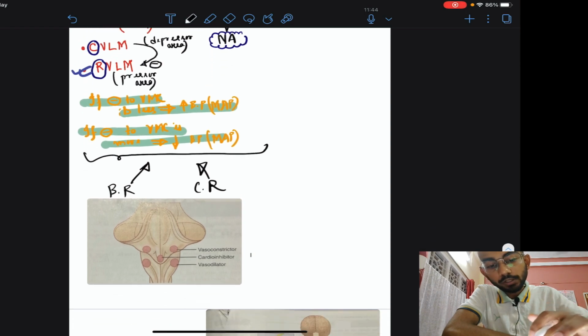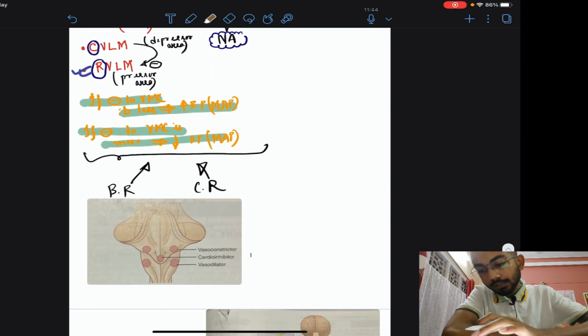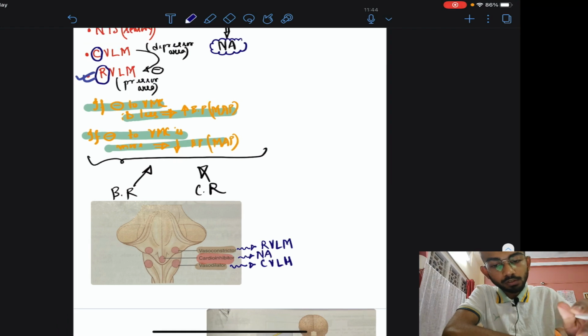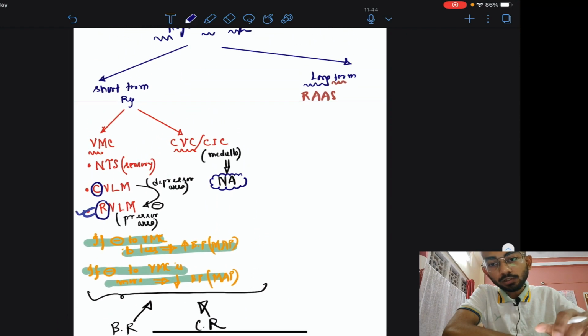caudoventrolateral medulla, rostroventrolateral medulla, and the cardiac inhibitory center. See, here they have labeled the vasoconstrictor area. This vasoconstrictor area is nothing but the rostroventrolateral medulla, and here they have marked the vasodilator area, which is nothing but what? It is nothing but caudo, meaning towards the tail, caudoventrolateral medulla, and they have also marked the cardio inhibitory center, which is nothing but the nucleus ambiguus, guys. Okay, now the pictorial representation is also clear.